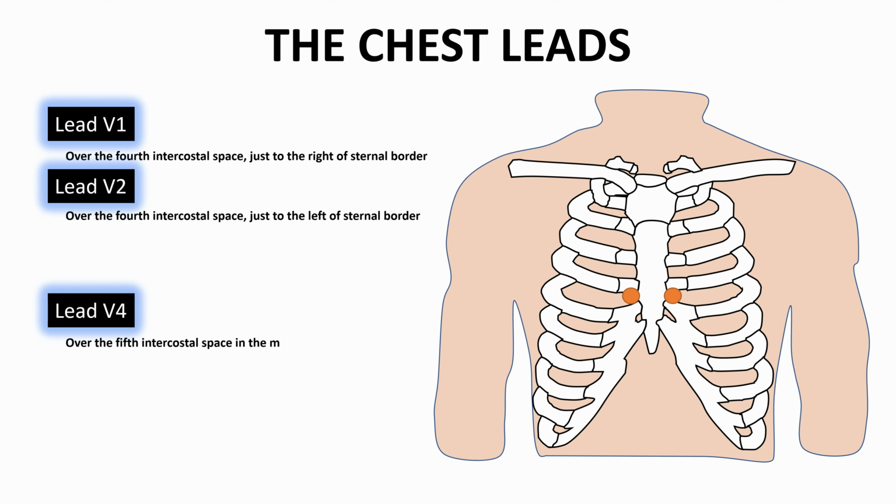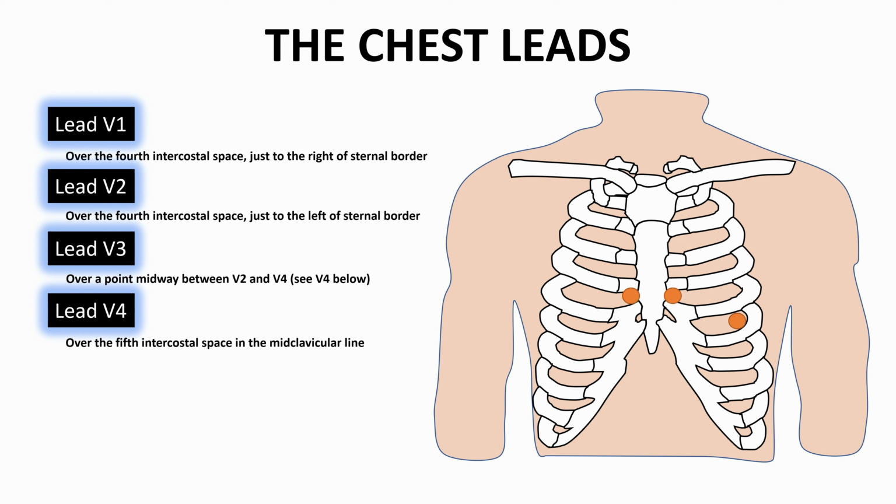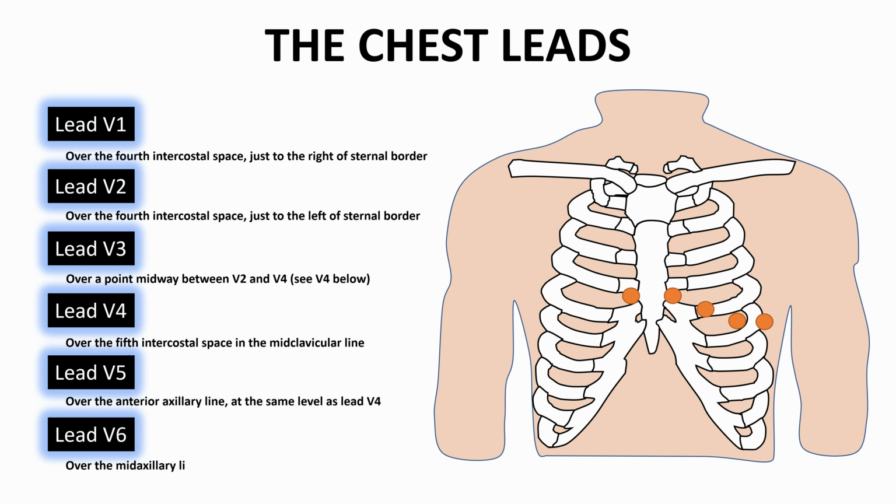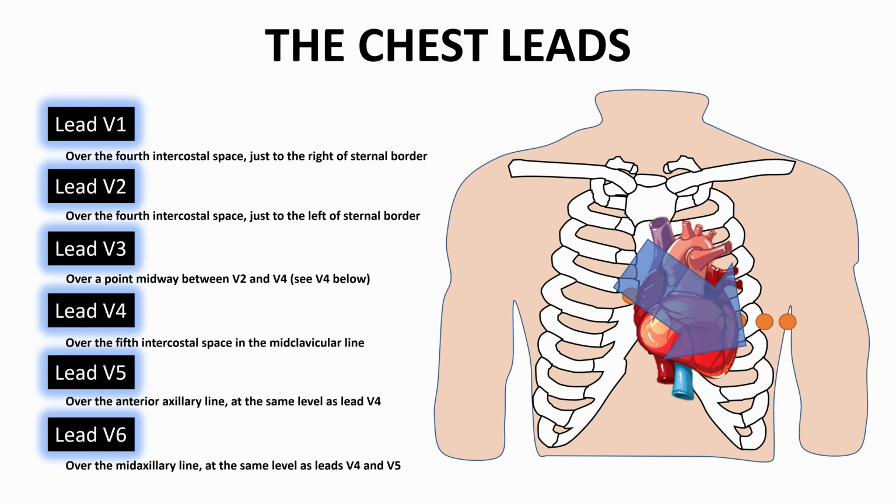Lead V4, which is placed over the fifth intercostal space in the mid-clavicular line. Lead V3, which is placed over a point midway between V2 and V4. Lead V5, which is placed over the anterior axillary line at the same level as lead V4. Lead V6, which is placed over the mid-axillary line at the same level as the leads V4 and V5. And as most of the electrical forces of the heart are directed toward the left lower limb, these electrical forces will be picked up more as we go from V1 to V6.